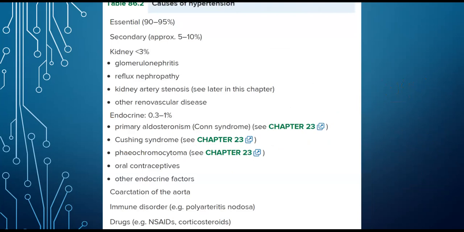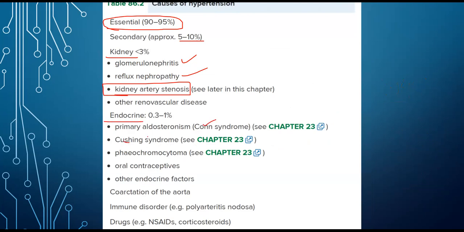What are the causes of hypertension? Most of the time it is unknown. In 90 to 95% of cases, it's essential hypertension, where you don't get any finding or any cause of it. In 5 to 10% of cases, it can be due to some underlying cause, like if the kidney gets any problem, like glomerulonephritis, reflux nephropathy. Very important is renal artery stenosis.